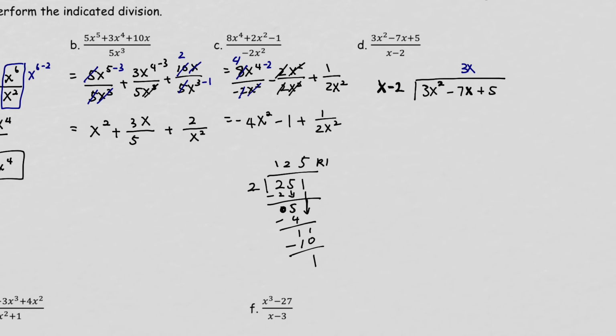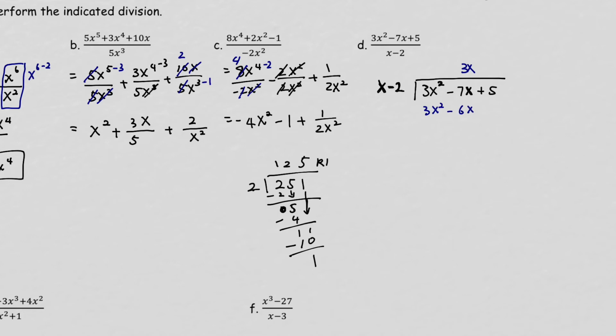And once you decide what to multiply to get the exact same as the first term, then you're going to multiply this number to the whole thing. So 3x times x is 3x squared. 3x times negative 2 is negative 6x.